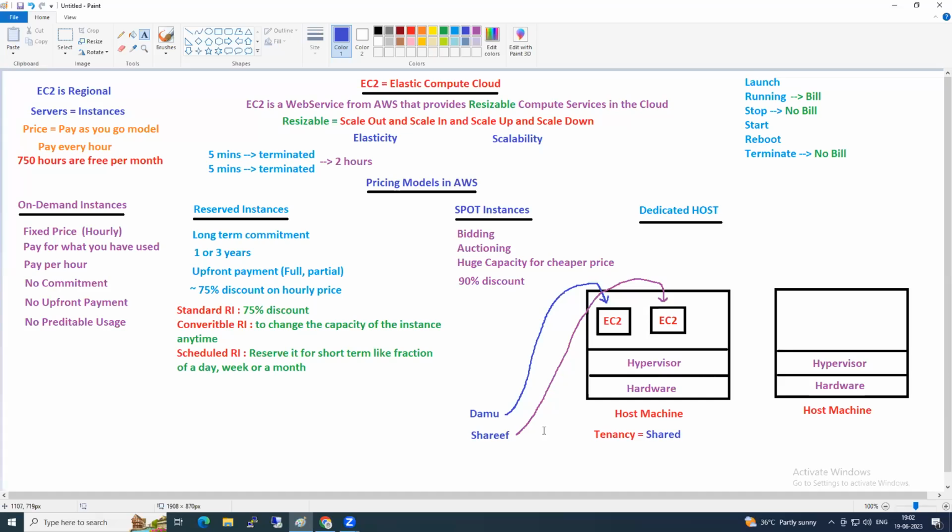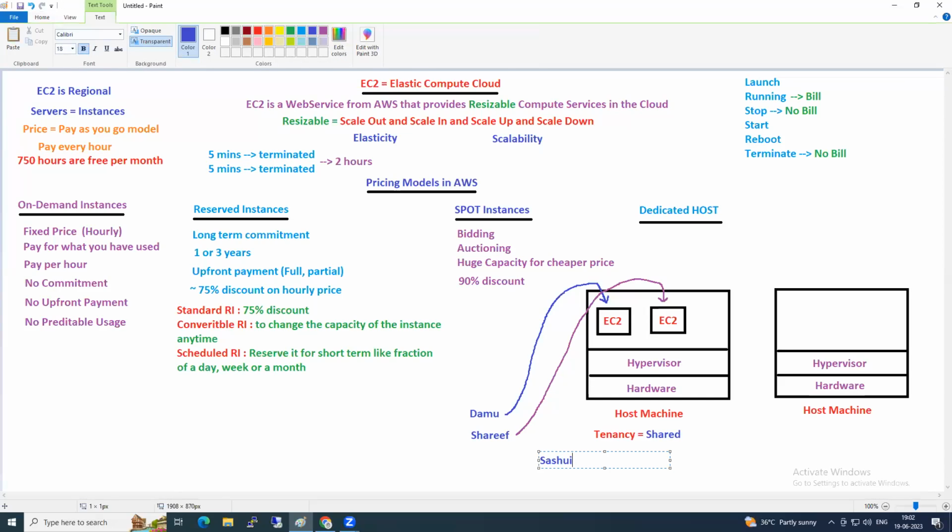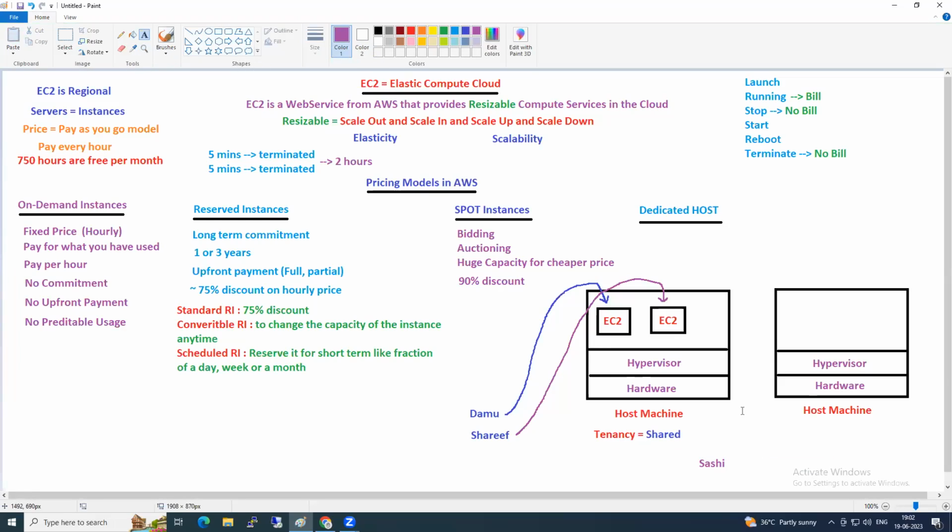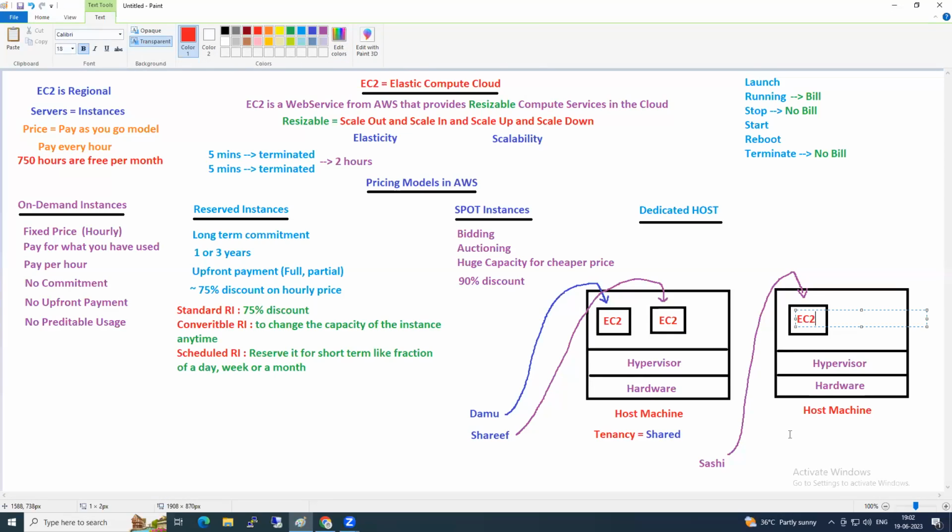Okay. Now I have another customer here, Shashi. What he wants is that he doesn't want the EC2 instance to be shared on the host machine. He wants a dedicated host. Correct? So he doesn't want to share it. So he'll go and launch an EC2 instance and have it on a dedicated host. Can anyone else go and launch an EC2 instance here? No. So this is dedicated only for him. So is the tenancy dedicated or shared here? Dedicated.